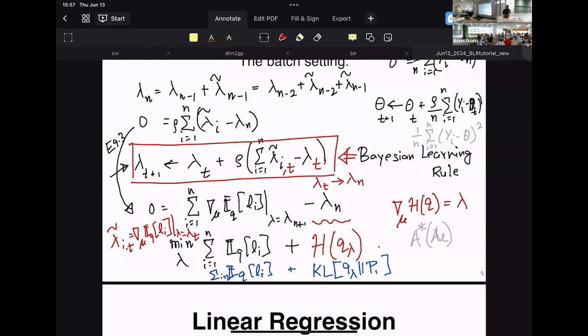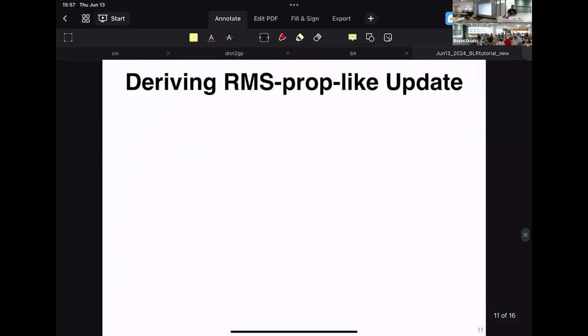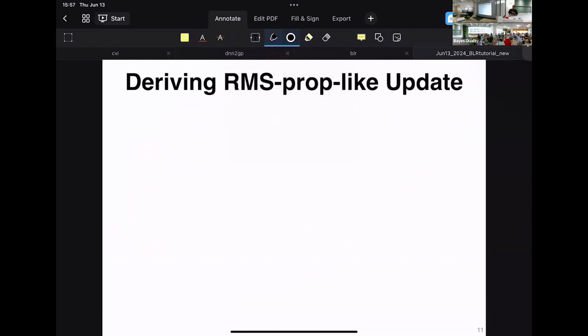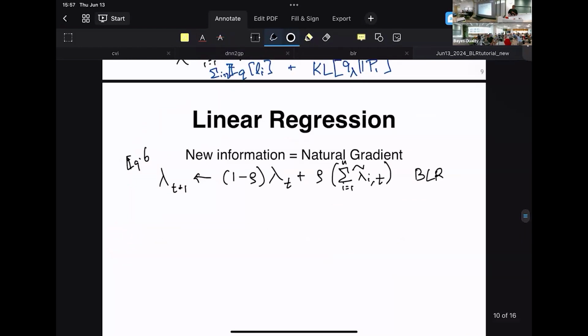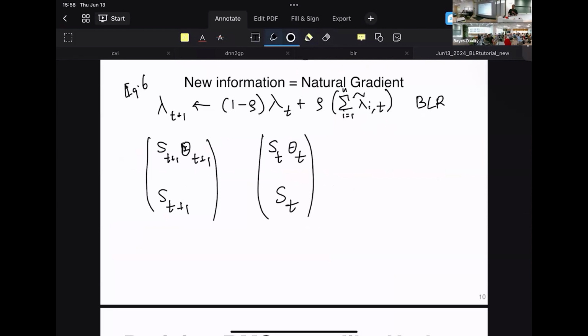Okay. I wanted to show you very nice things in linear regression and RMSprop, and it all makes sense. But let me just say something very quickly. What happens in RMSprop is that you start writing this kind of thing, like theta t plus 1, and you said this is s_t, theta t, right? And then s_t plus 1 and s_t. This is lambda t, and lambda t plus 1, and this is lambda t, right?